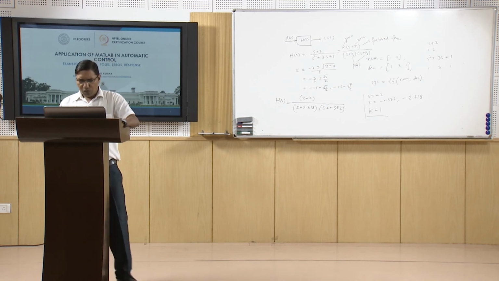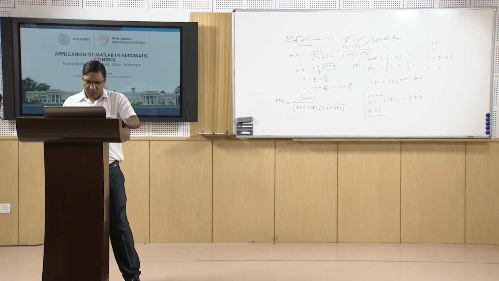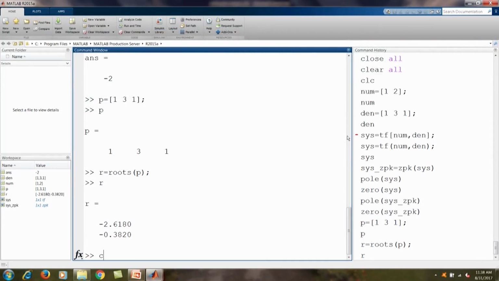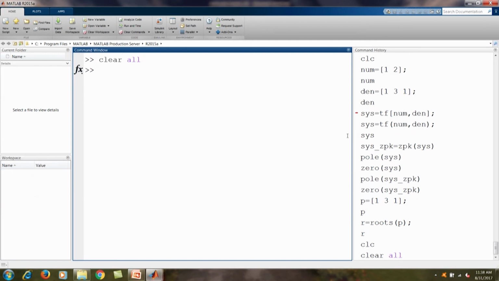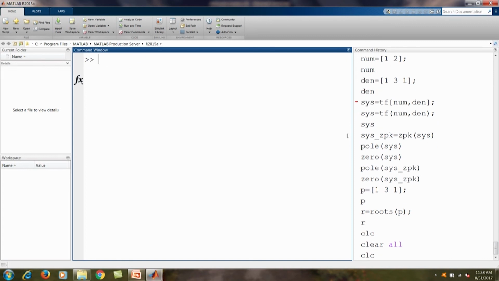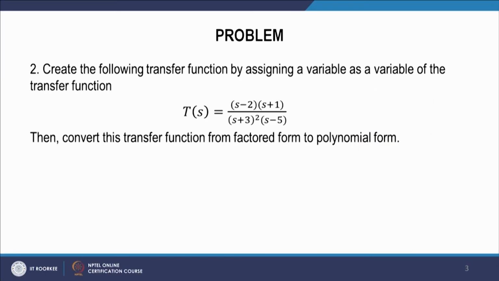So here now we want to go for the second problem, and we want to clean this screen. We say CLC, so we have cleaned this command window. If we also want to clean this workspace, we can say clear all, so it will clear this workspace, and CLC will clear the window. Now we want to go for the next problem here.